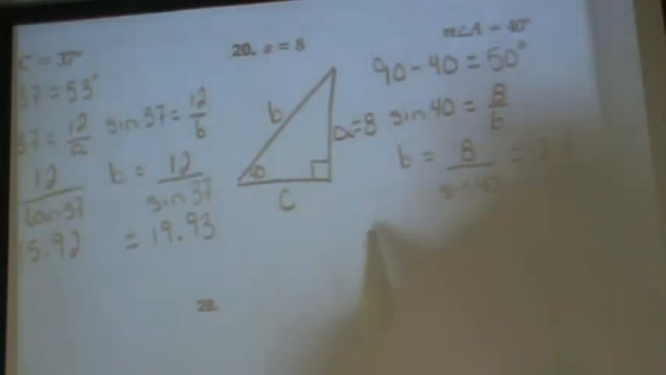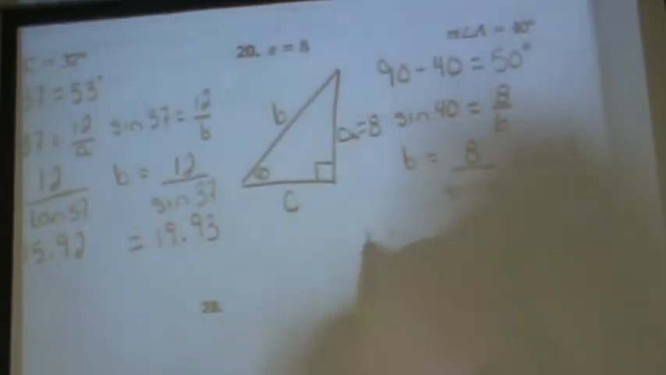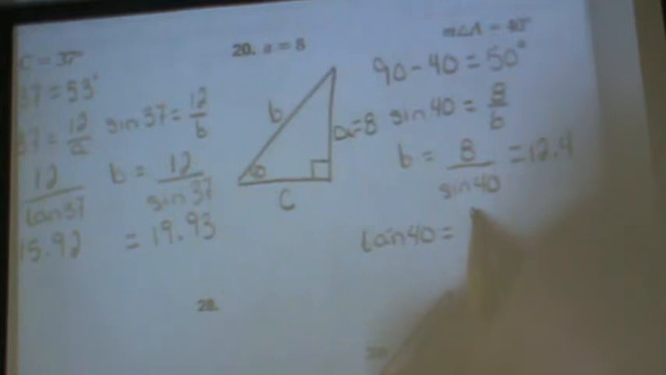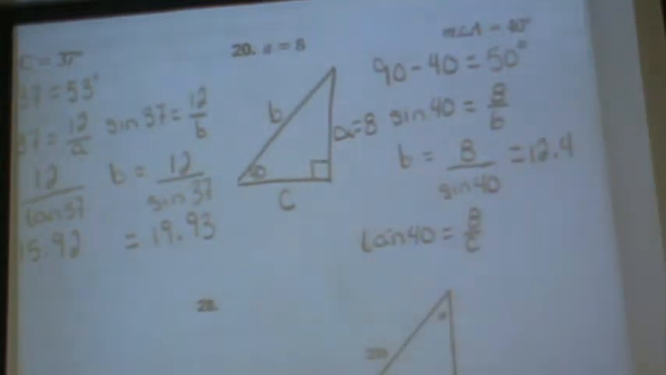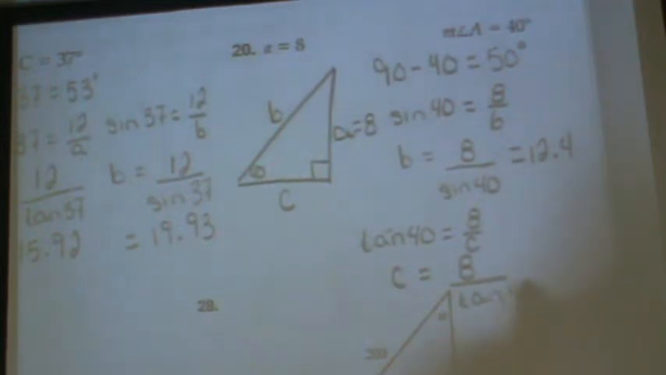And then finally solving for C, you can take tangent of 40 equals 8 divided by C. Solving for C, you get that C equals 8 divided by tangent of 40, which equals 9.53.